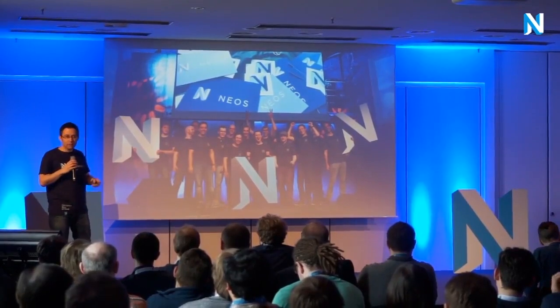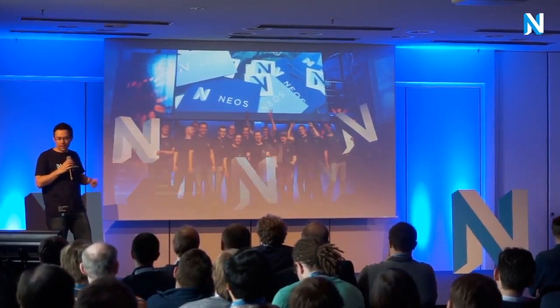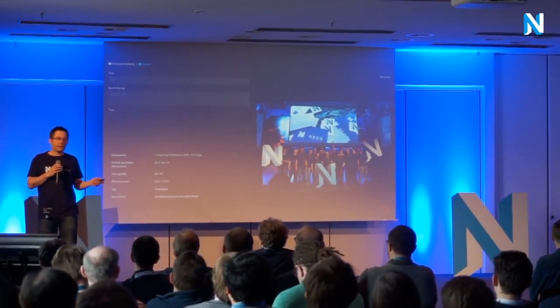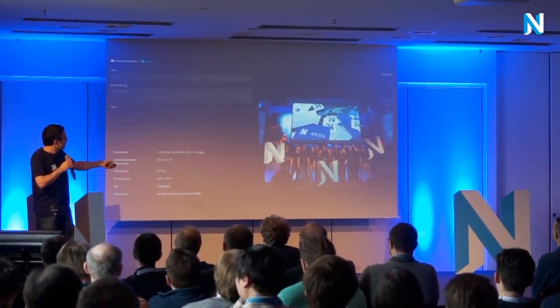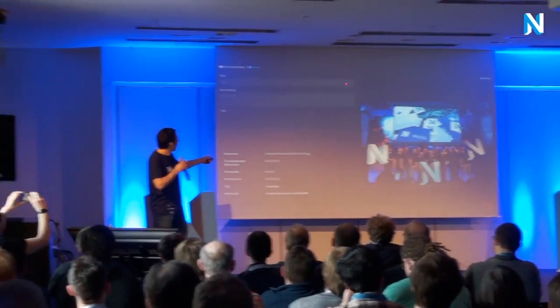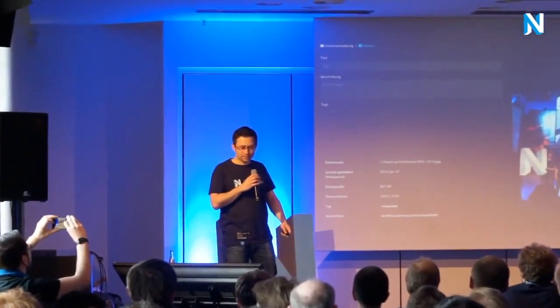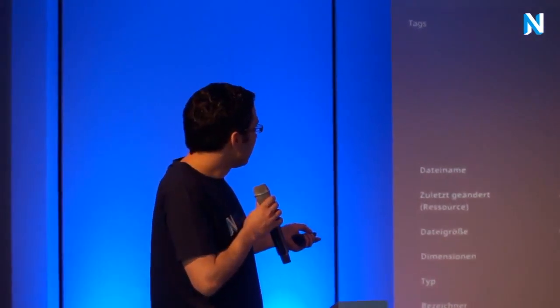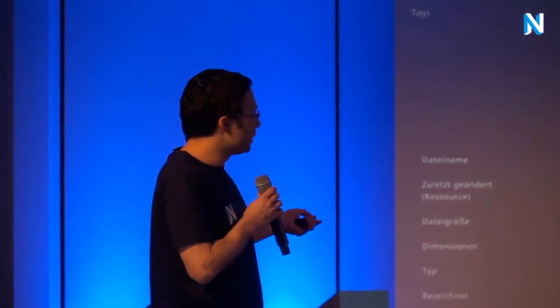And if you take this photo and load it up to NEOS, it looks like that. You have the image, and you have an empty title and description field. And everything that NEOS gets out of that image is when it's uploaded and the original file name. But I haven't taken this photo, but I post-processed it.